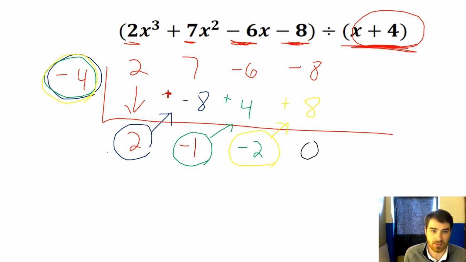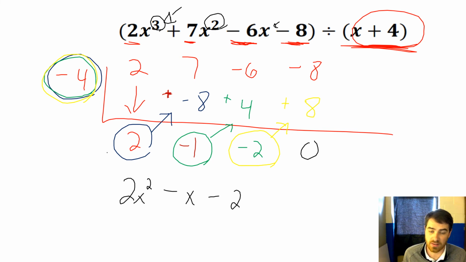Now, how I write this out, you look at your largest term here. It was cubed, so now my new largest term is 1 less, is x squared. This one was squared, so it becomes just x. This one was 1x, so it becomes no x's. And then your last number, if you have a remainder, you'd write that as +0 over x plus 4.